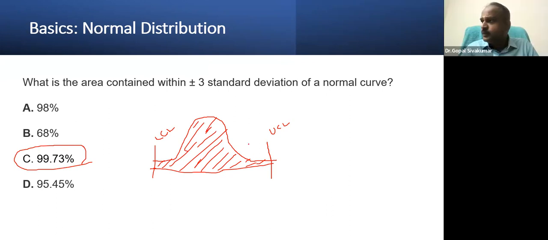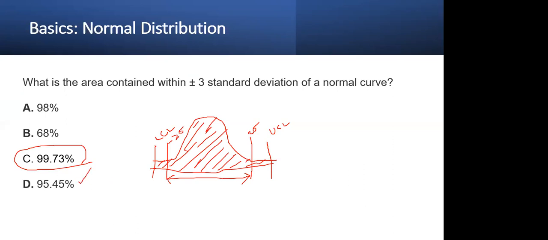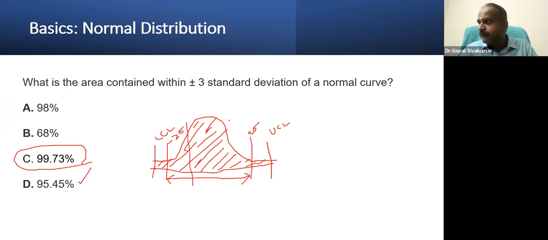But if you go up to 2 sigma limit, this is plus 2 sigma and this is minus 2 sigma. These points are called warning limits. The area under the curve between the warning limits will be 95.45. Suppose I draw 1 sigma, the area will be 68.27. These are called minus 1 sigma here, plus 1 sigma here. These are nothing but properties of a normal distribution. Any normal curve will have this property.